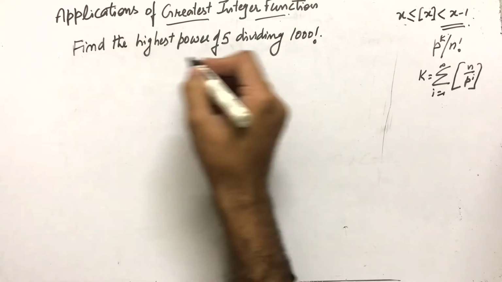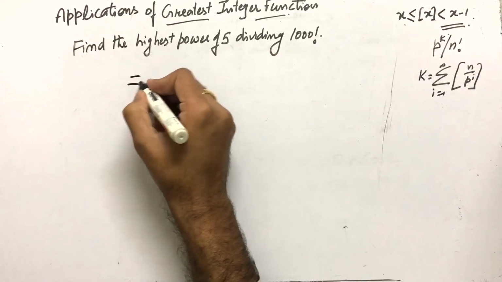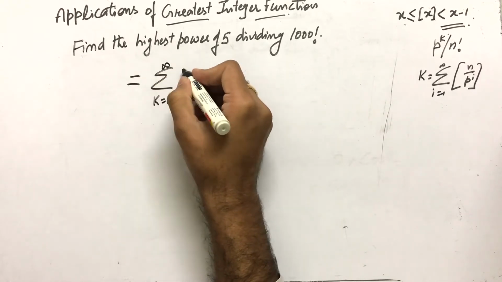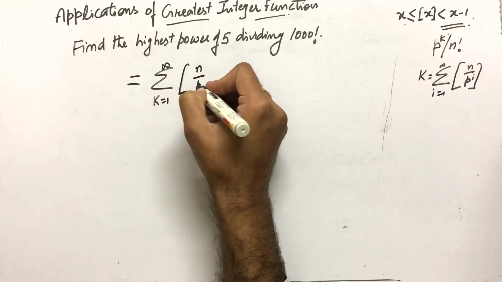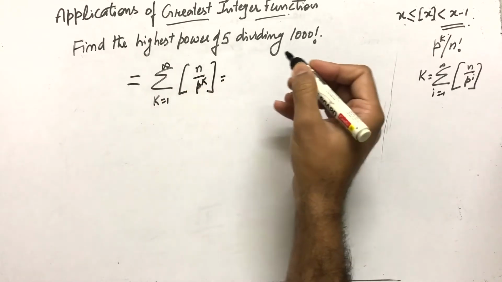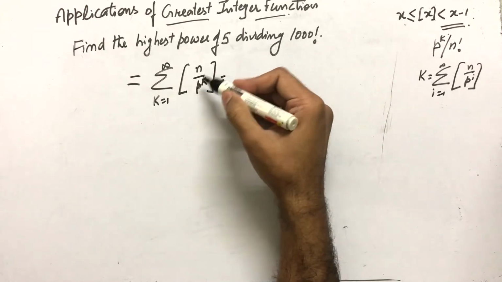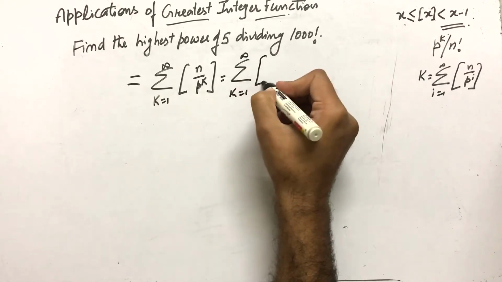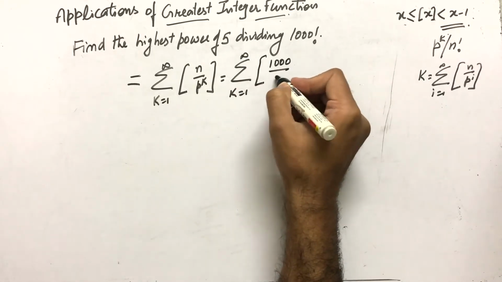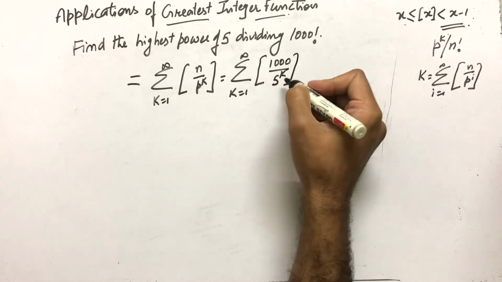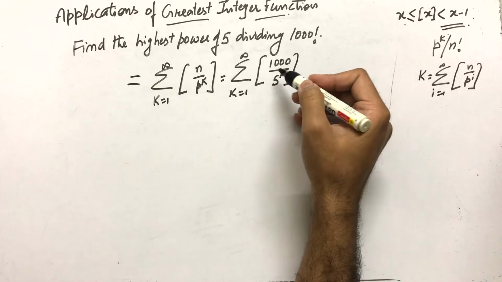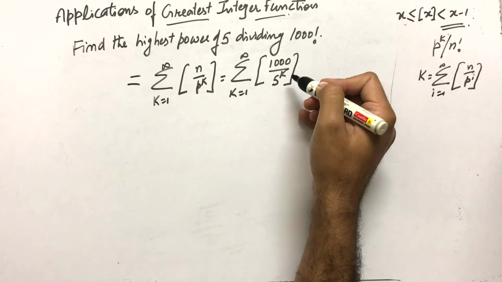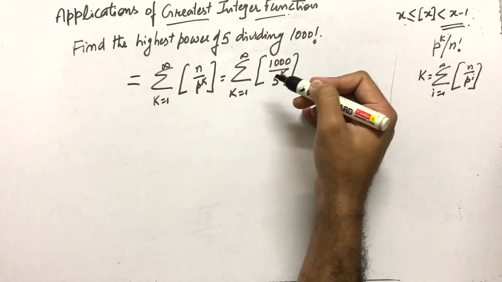The highest power of 5 that divides 1000 factorial is given by summation k from 1 to infinity of n upon p power k. And here, how much is n? 1000. And what is p? 5. So putting the values, k from 1 to infinity, 1000 divided by 5 power k. Now this is an infinite sum, but when the denominator crosses 1000, the value of the greatest integer becomes 0. So that means ultimately this is a finite sum.